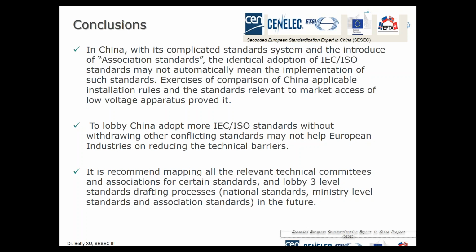So I recommend that the European industries or the European stakeholders map all the different relevant technical committees and associations for certain standards, and we have to lobby all the different levels or layers of standards organizations to make sure that IEC standards or the IEC standards parameters are identically adopted by the China standards.